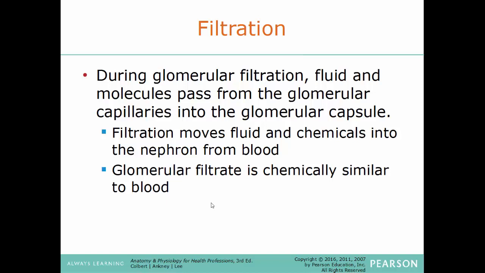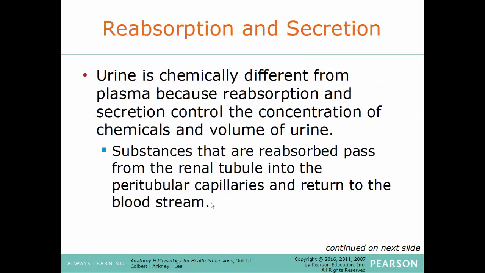The filtration will move fluid and chemicals into the nephron from the blood, and glomerular filtrate is chemically similar to the blood. Alright, now we get into reabsorption and secretion. Now urine is chemically different from plasma because reabsorption and secretion control the concentration of the chemicals and then the overall volume of urine. So substances that are reabsorbed pass from the renal tubule back into the peritubular capillaries and return to the blood.